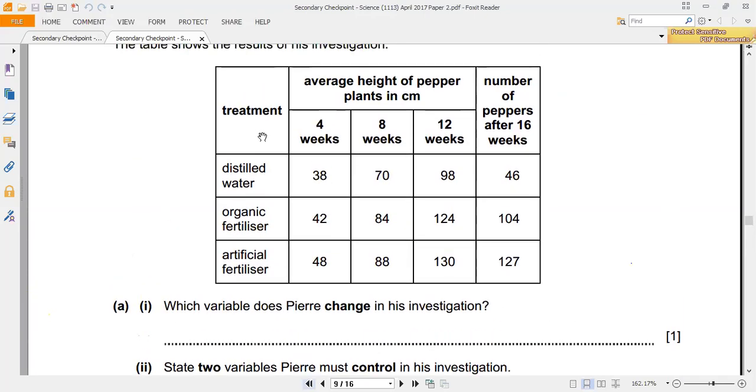Type 2, the dependent variable. The one that we measure, the one that we expect to change, okay? The one that changes depending on the independent variable. That's why it's known as dependent. In this case, we can measure, for example, the height of the pepper plant because this is a variable that changes according to the independent variable, the one that we change, or in this example, the type of the fertilizer.